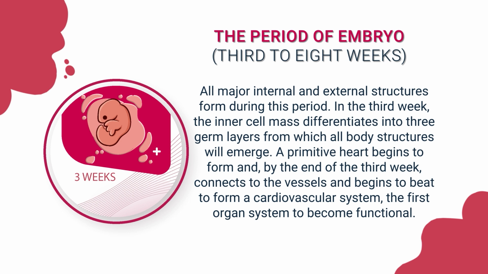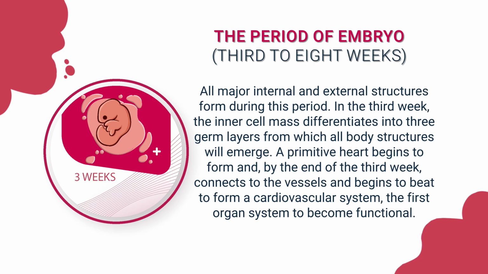In the 3rd week, the inner cell mass differentiates into 3 germ layers from which all body structures will emerge. When fertilization happens, you already know that the woman misses her first menstrual cycle, and that is when she suspects that she is pregnant. However, during that time, prenatal development is already forming. Then comes the 3rd to the 8th weeks, when the inner cell mass differentiates into 3 germ layers from which all body structures will emerge.